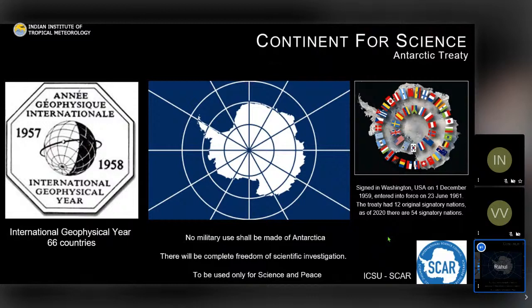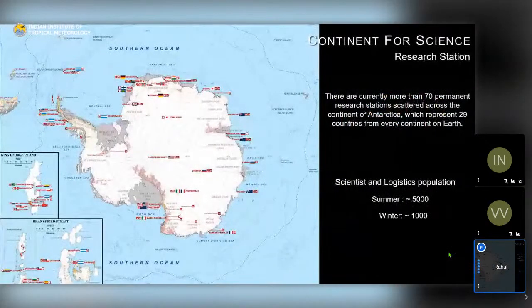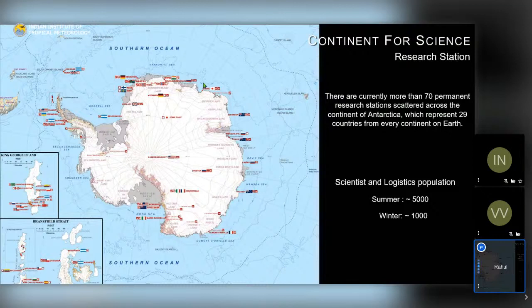Seeing the huge data set that was generated, ICSU, that's a science body, decided to carve out one more scientific body to look into the science of Antarctica, and that was the Scientific Committee on Antarctic Research. So with IGY, and till today, a lot of stations all around Antarctica started coming up. So science picked up in a big way post IGY, and Earth observations started around Antarctica.